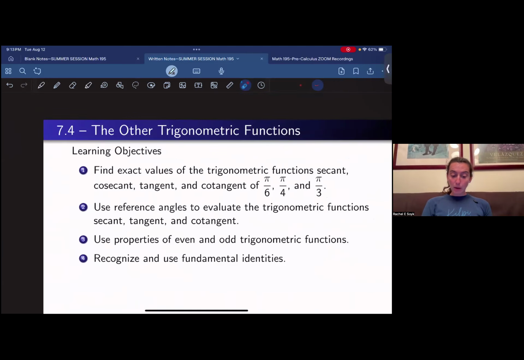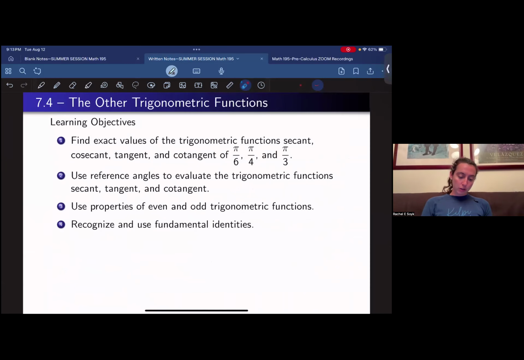What do I mean by other? Our cosecant, secant, and cotangent functions dealing with our famous angles 30, 45, 60, 90. In terms of radians, pi over 6, pi over 4, pi over 3, pi over 2. These first two objectives are going to seem very familiar, especially because we tackled this using our sine, cosine, and tangent functions, but now we're just going to utilize their reciprocals.